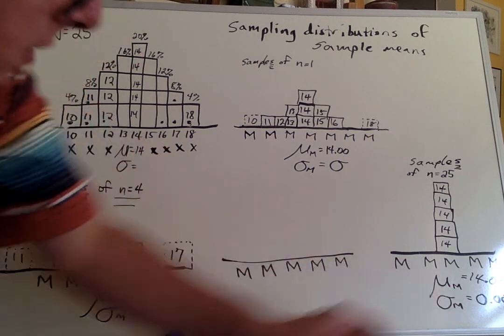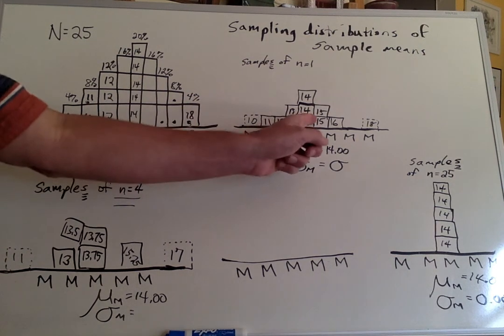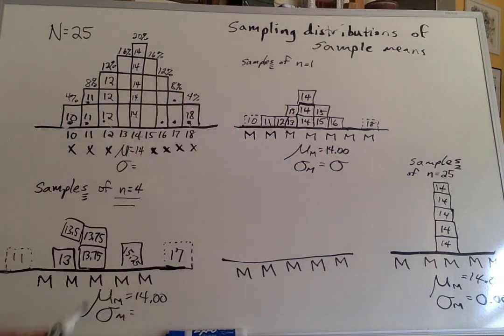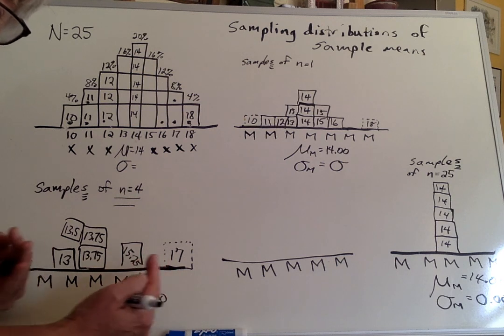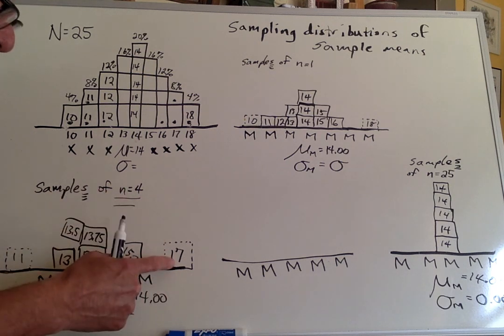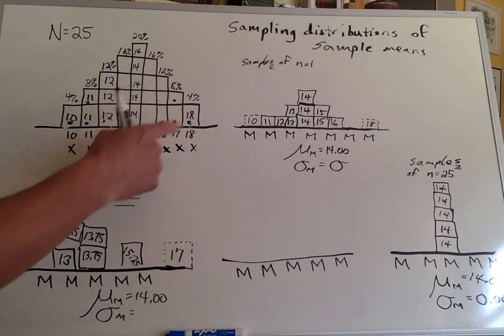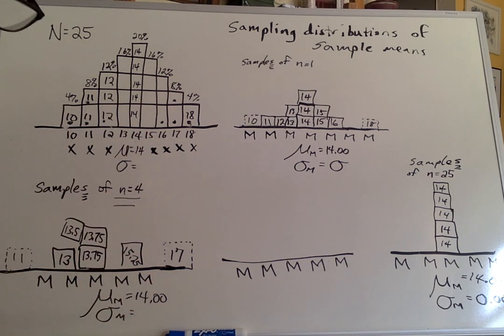We know here it would be 0. We know here this would look like this in terms of how spread out. Here, though, we're getting a little bit of an inclination that the numbers are coming inward, right? The highest sample of 4 we can get is 17, and that would be really a strange random pull. Over here, same thing. The lowest would be 11.